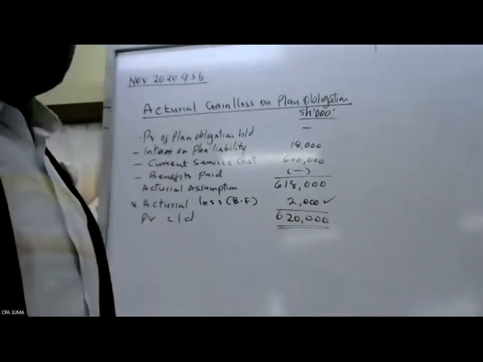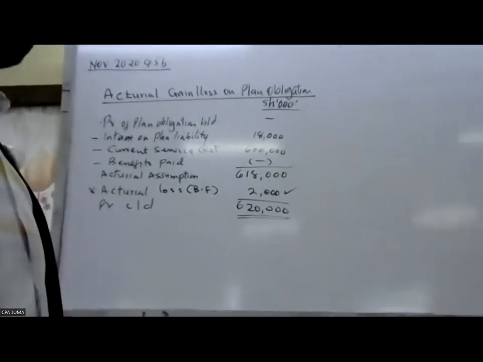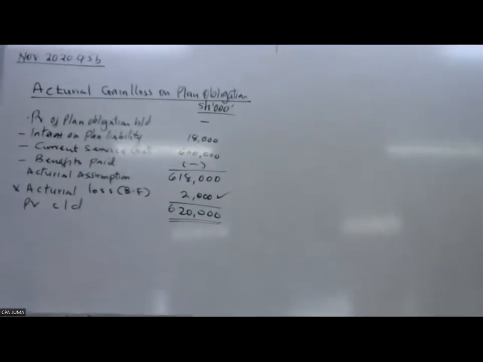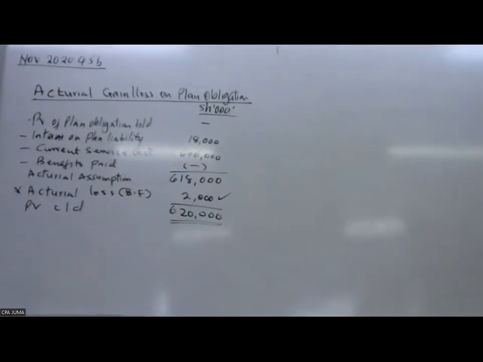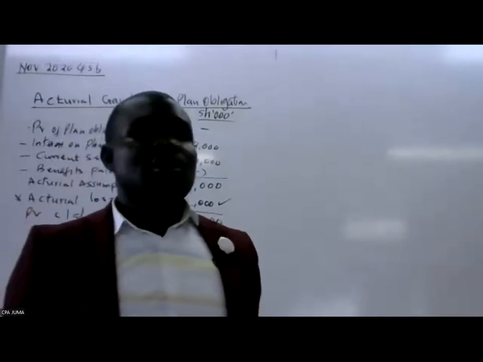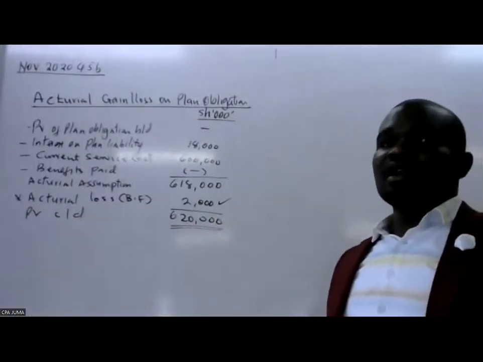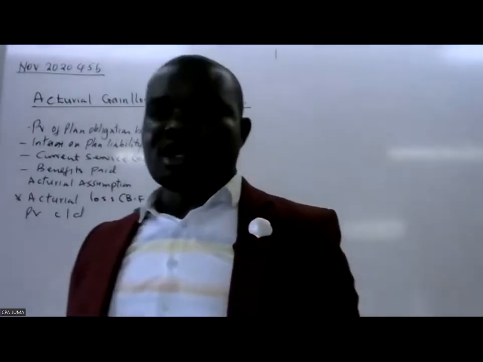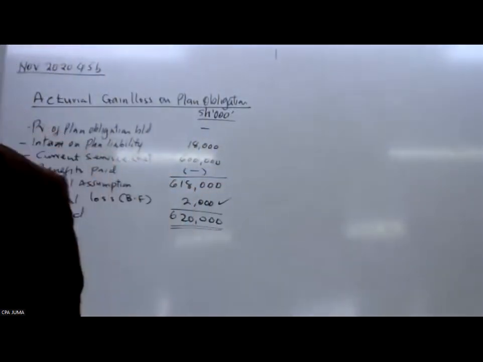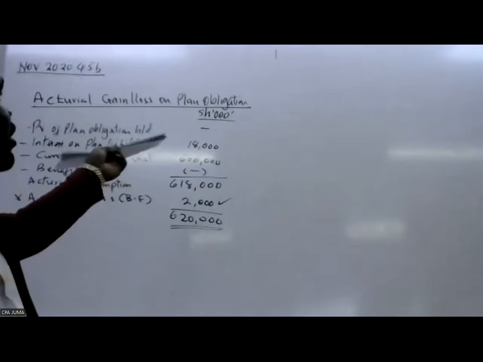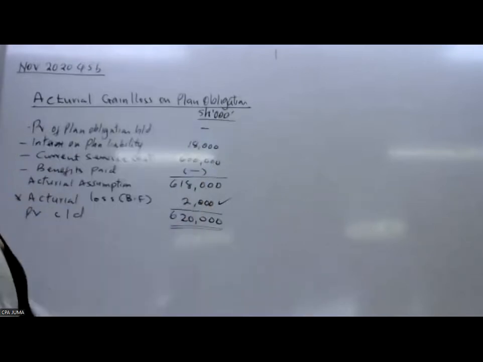Let us do the same. I hope you are done with that space. Let's do the same for plan assets. So right there, actuarial gain or loss on plan assets.